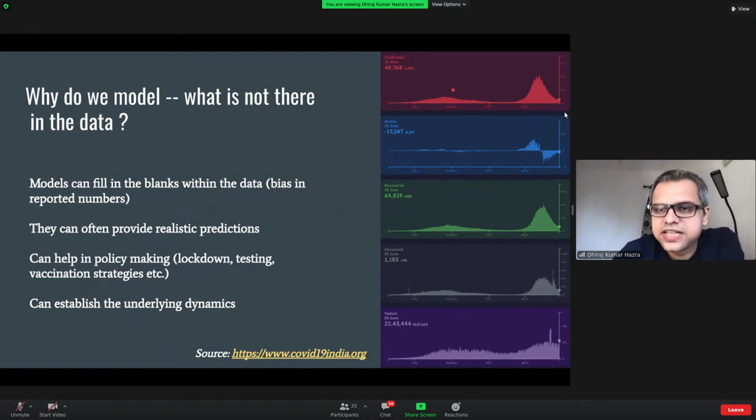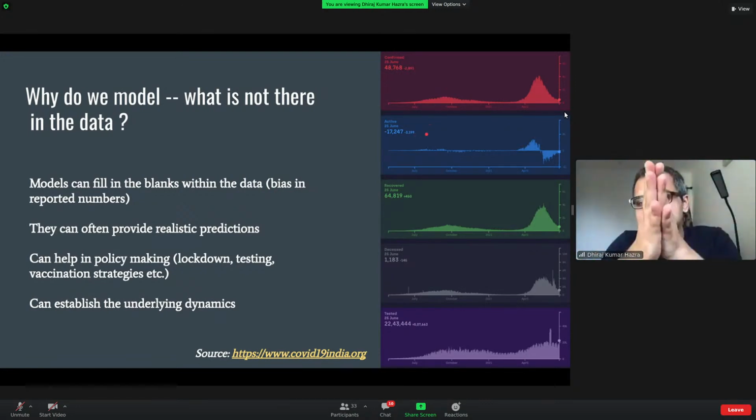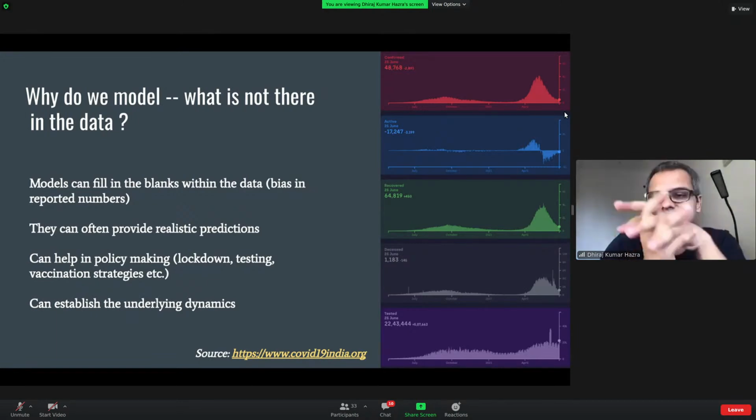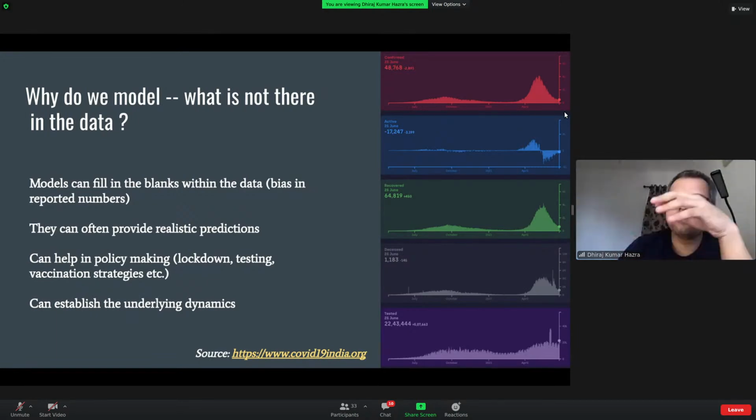Firstly, this data shows what we have tested, right? So we cannot say anything about the people whom we have not tested, if we have missed some infections. So there can be bias in the detection. Also, if we are undercounting deaths, then we can also model and find out if there is death undercounting. So these are some things that the data cannot tell you.